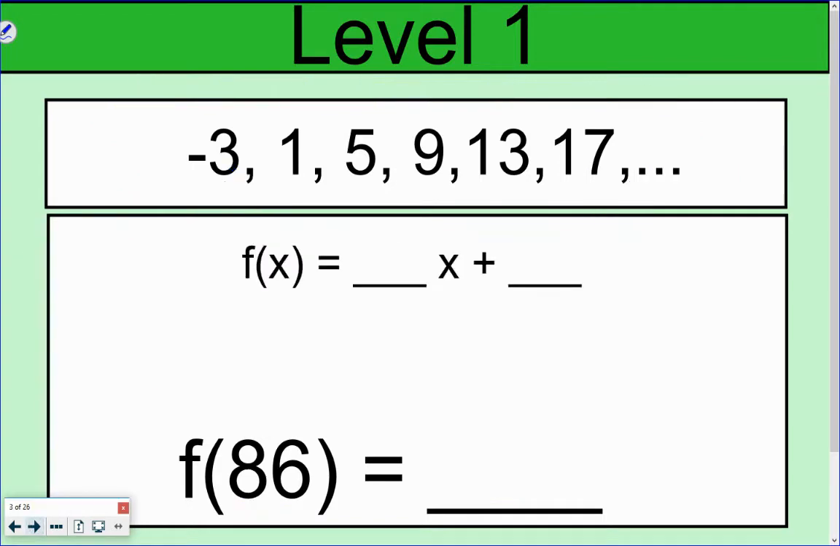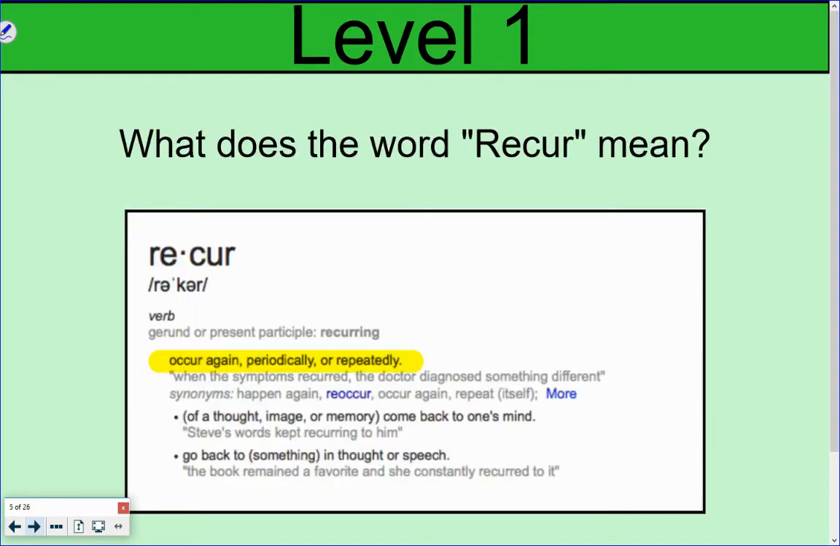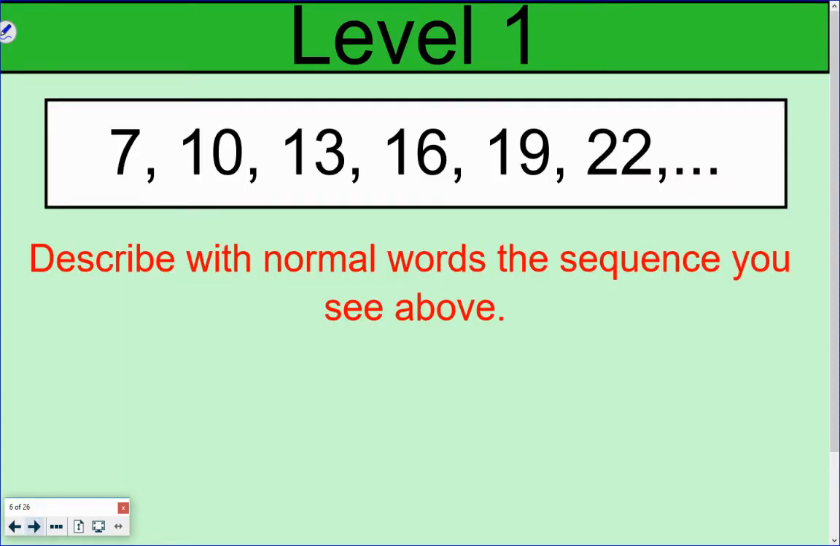Okay. Sorry, I did that on the other page. But what does the word recur mean? Recur means, according to the definition, it occurs again, or, and I like this one right here, it repeats. So we're going to talk about a recursive function. That's our whole goal today, is to get a recursive function. That means it's a function that's telling us what is repeating.